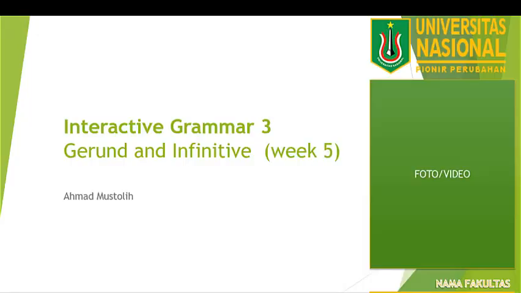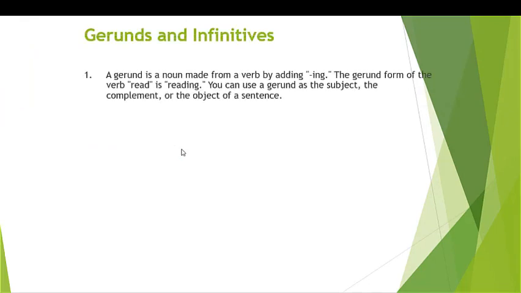Okay, guys, we are going to discuss gerund and infinitive. A gerund is a noun made from a verb by adding ing. The gerund form of the verb read is reading. You can use a gerund as the subject, complement, or the object of a sentence, and even an object of a preposition.